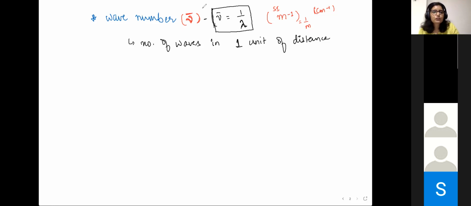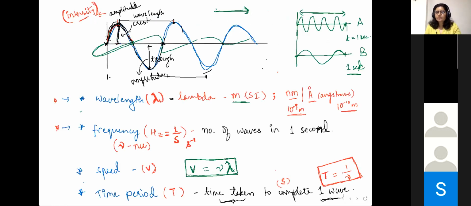So different aspects of a wave: you have wavelength, frequency, speed, time period, and wave number. Time period and wave number are related to wavelength and frequency. They give the same aspect of a wave, just described in different ways. Wavelength and frequency together, when you multiply them, give you the speed of a wave. So these are the three main quantities to figure out the wave. This is an important relation.